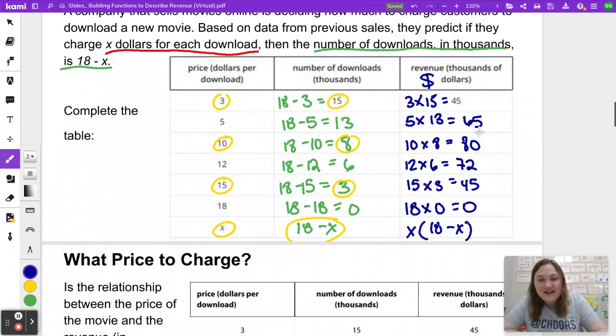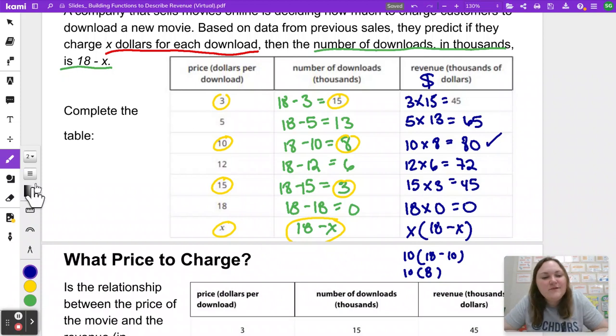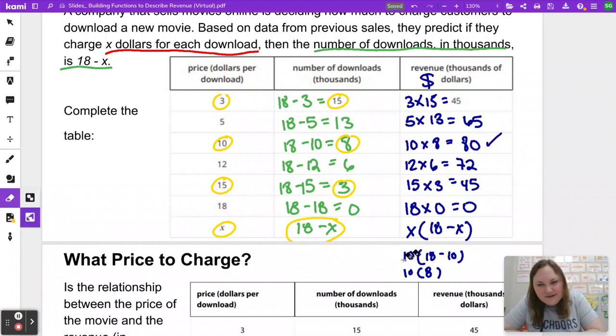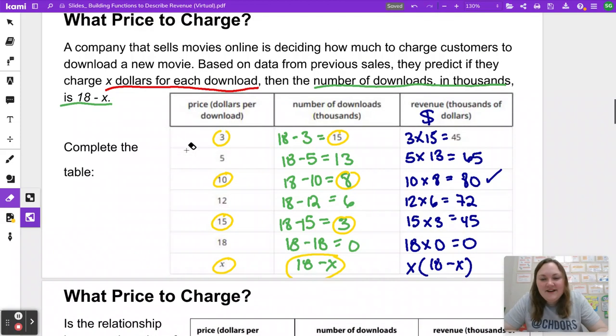And I could always check it against these ones I have above. For example, if the price was 10, if X is 10, this is saying 10 times 18 minus 10 would give me the revenue. And 10 times 18 minus 10 is 8. That does, in fact, give us the revenue. So don't forget, if you don't feel confident about writing these out, you can always use one of these previous rows to check your answer. So this final expression represents the revenue, which we know by the name of this lesson, that's what we're focused in on.